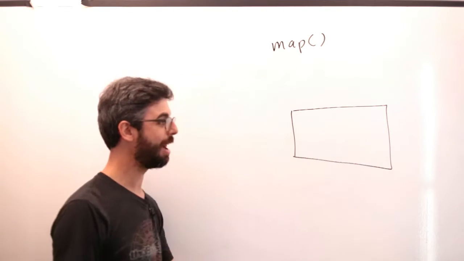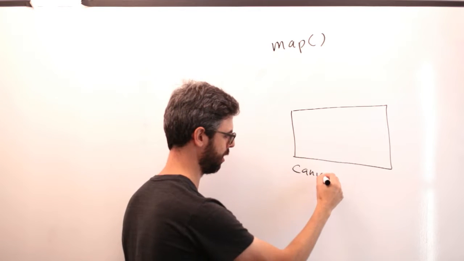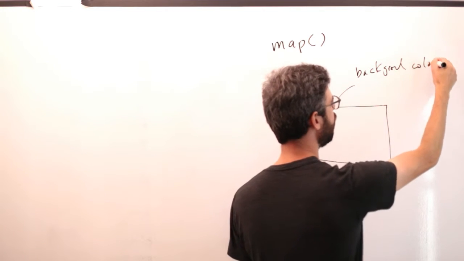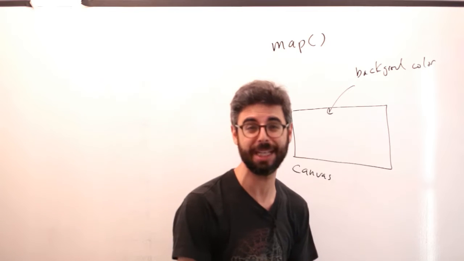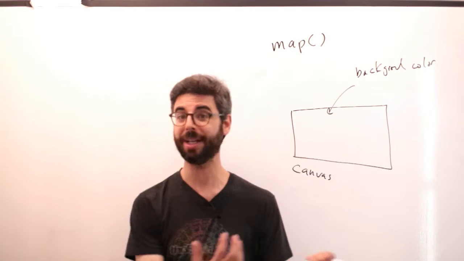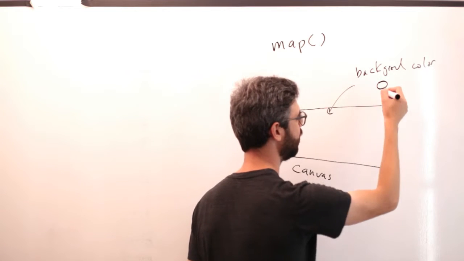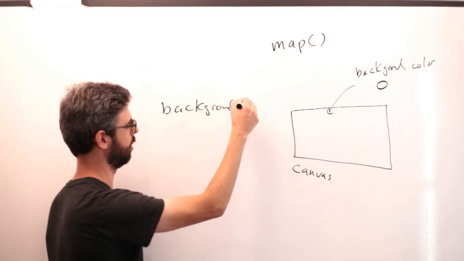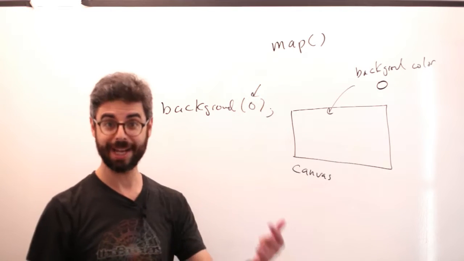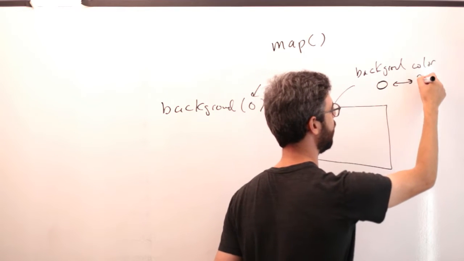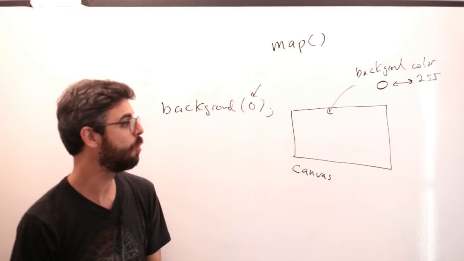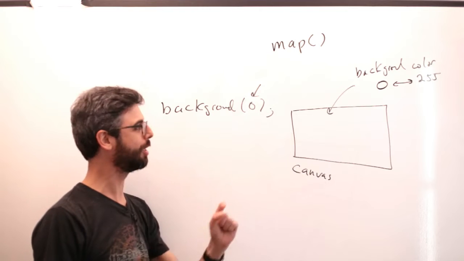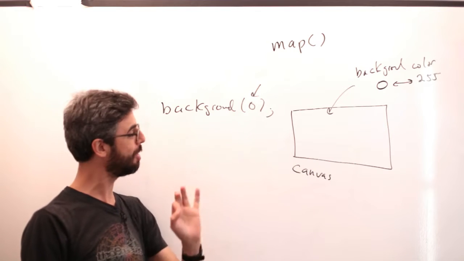So let's say we have a canvas, and the canvas has a background color. And what you want is for that background color to sometimes be black and sometimes be white. So when it's black, the color that you should put in the background function is 0. When it is white, the color you should put in the background function is 255. So we can say together the range for the background function that I want in this particular program is a number between 0 and 255.